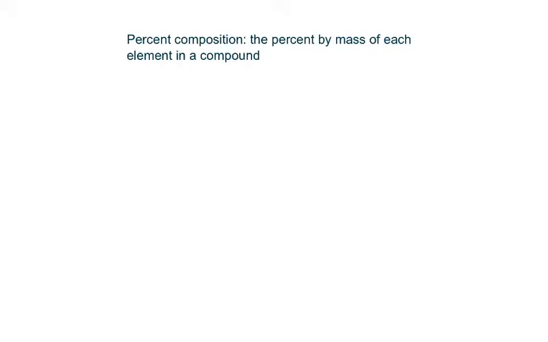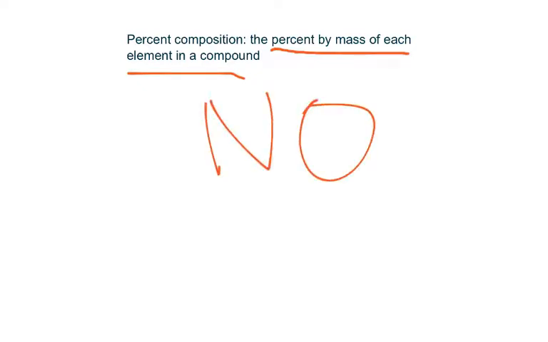The first thing is percent composition. Percent composition basically describes the percent by mass of each element in a compound. So for example, if I had nitrogen monoxide, how would we find the percent composition?